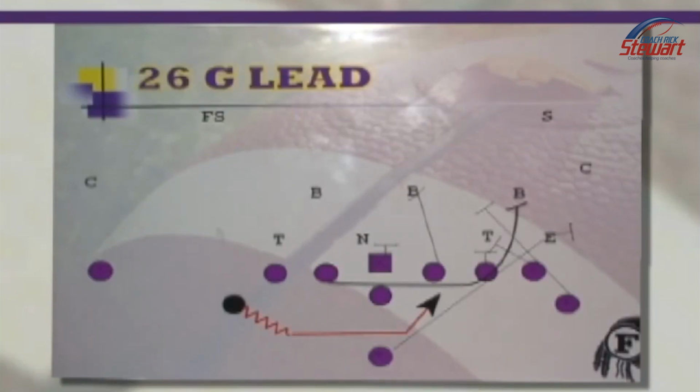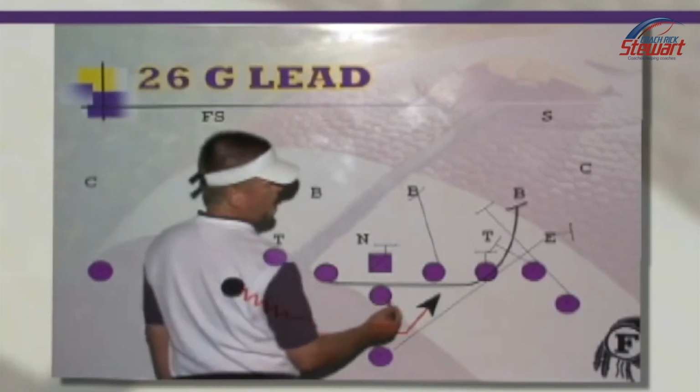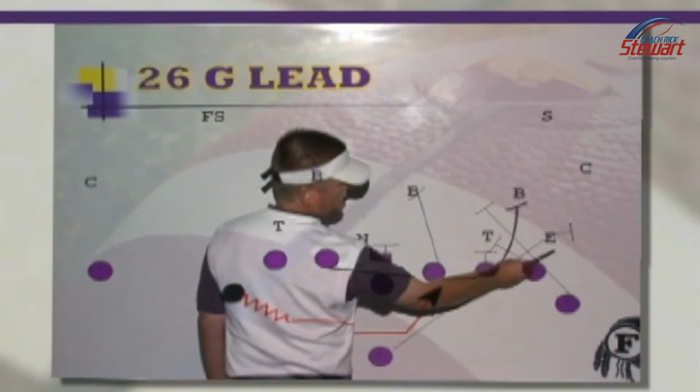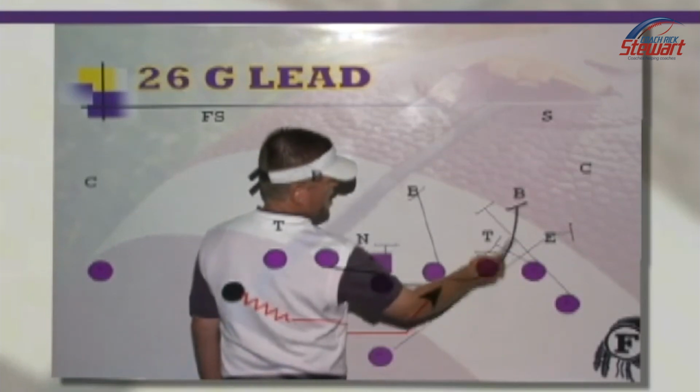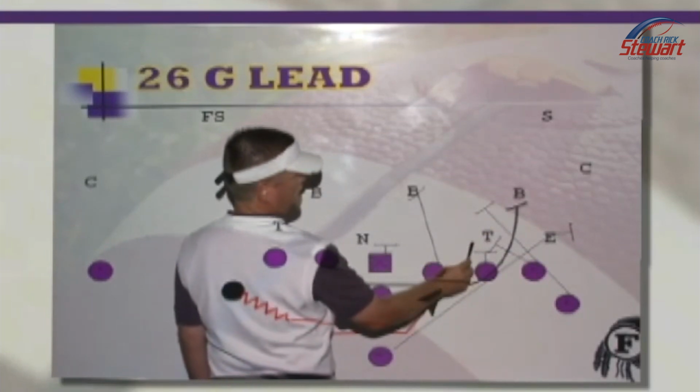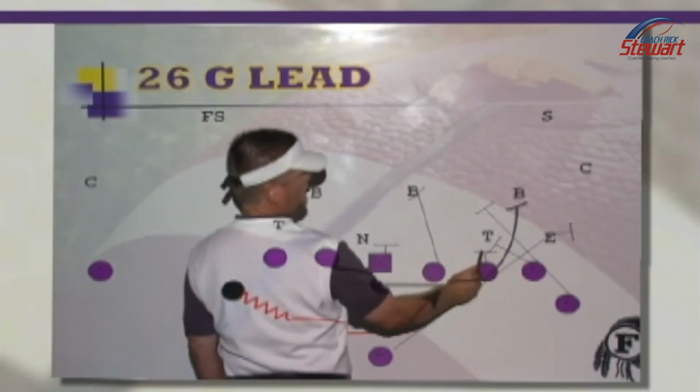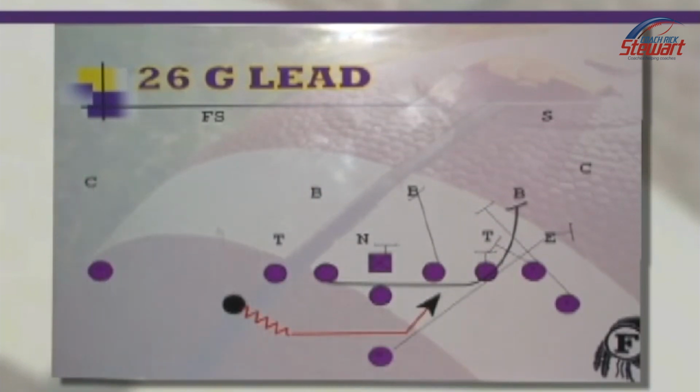So here's 26G lead. Just to give you an example, because their end outside shades here, we're able to kick and really get going. The one thing that I like about the G lead is it gives you an opportunity to get a double team in there.